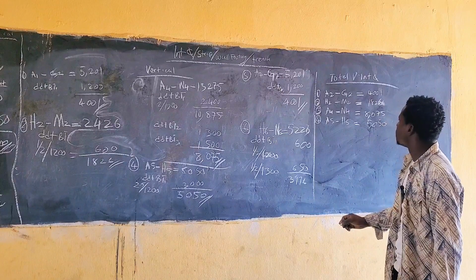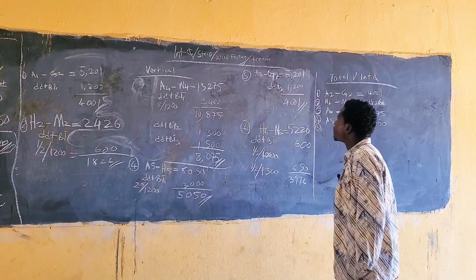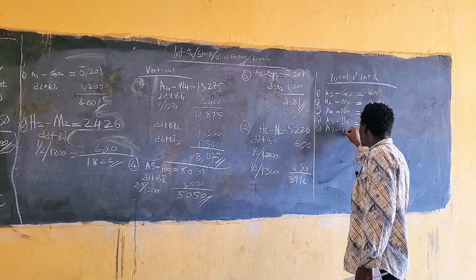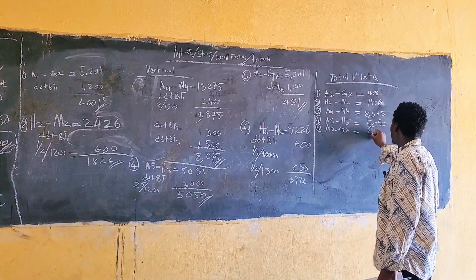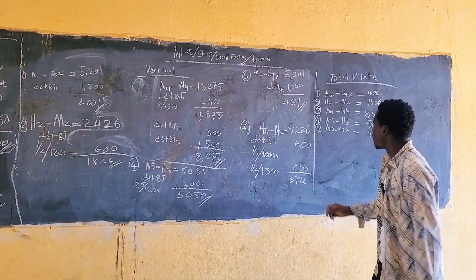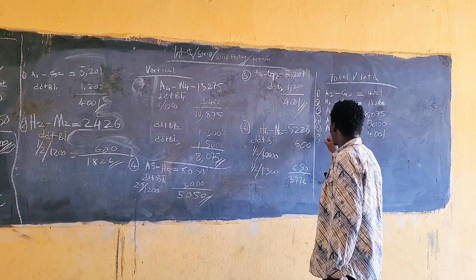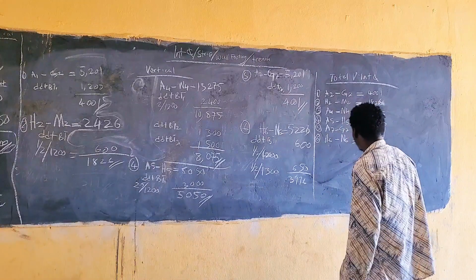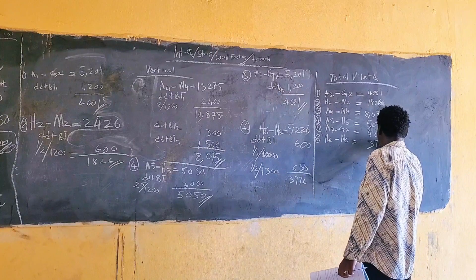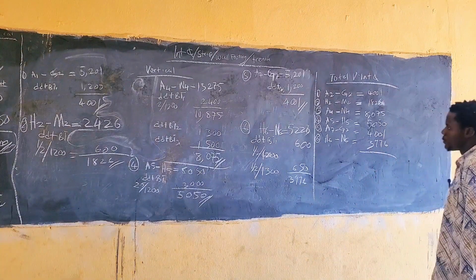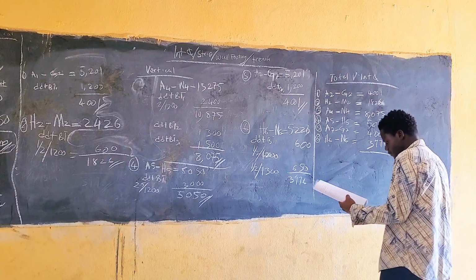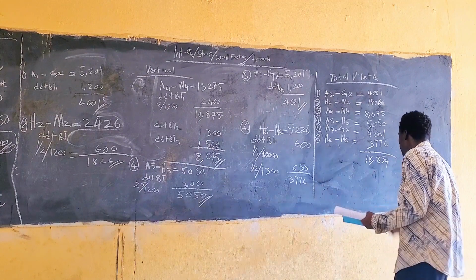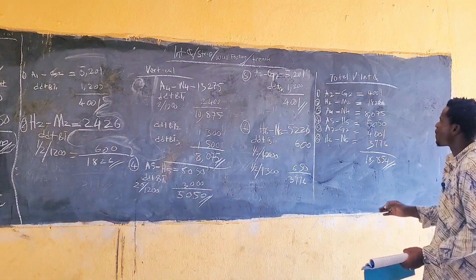And the fifth one, A7 to G7 equals 4,001. And the last but not the least, sixth, H6 to N6 gives us 3,976. So we sum this all up and we'll get 18,854. So this is our total internal vertical.